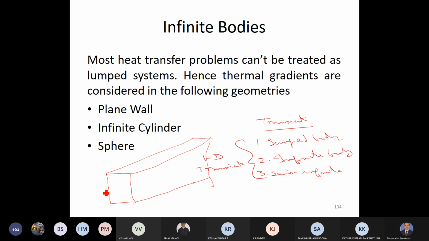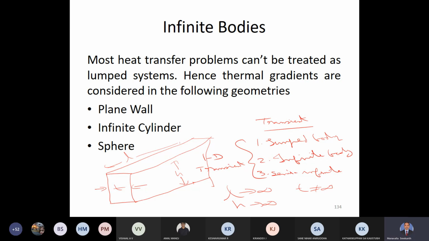Now, compared to the thickness of the wall, the length of the wall and the height of the wall are very, very large. So length tends to infinity, height tends to infinity, whereas this thickness does not tend to infinity. It has got a finite value. So such objects are called as infinite bodies. Then what are the semi-infinite bodies? Sometimes this nomenclature can be confusing, so I'll try to clarify this later.